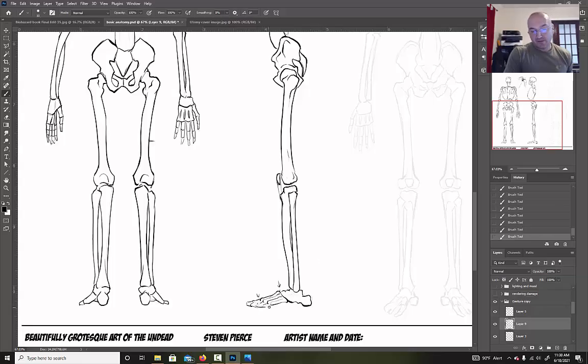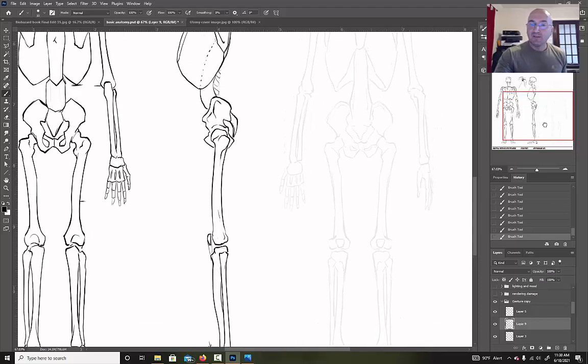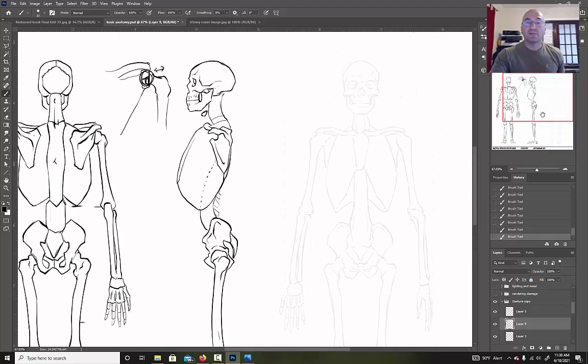Drawing feet is another thing that people have a lot of trouble with. And feet can vary so much from person to person. I mean, you've seen some people that have the long monkey toes, and you've got others that have just these little flipper toes that don't seem to work very well.